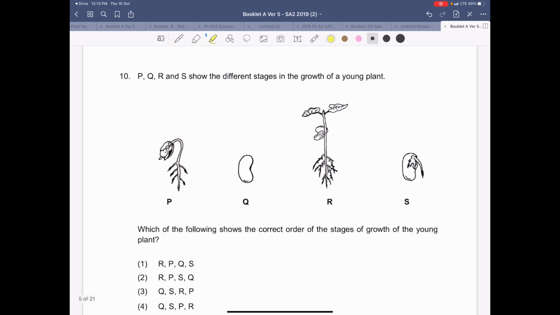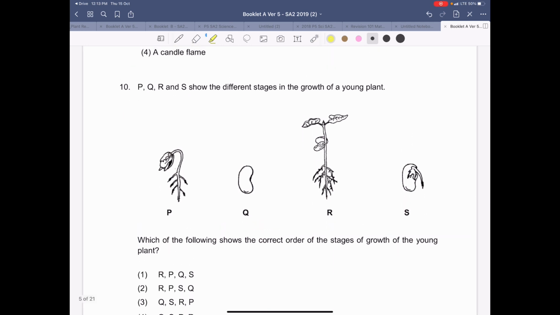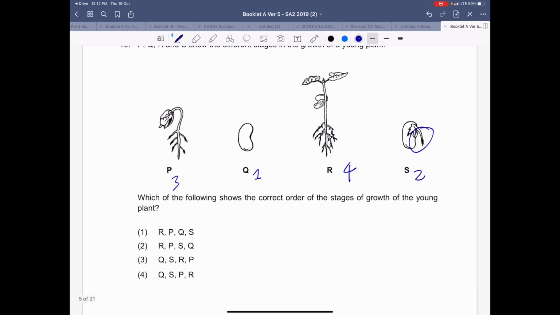Now, which of the following shows the correct order of stages of growth? Obviously, it starts off as a seed. Then after that, it starts germinating. You have your roots coming out over here. And then very soon, your roots grow a little bit stronger and deeper. Finally, you get a young seedling. So answer would be Q, S, P, R, number 4.